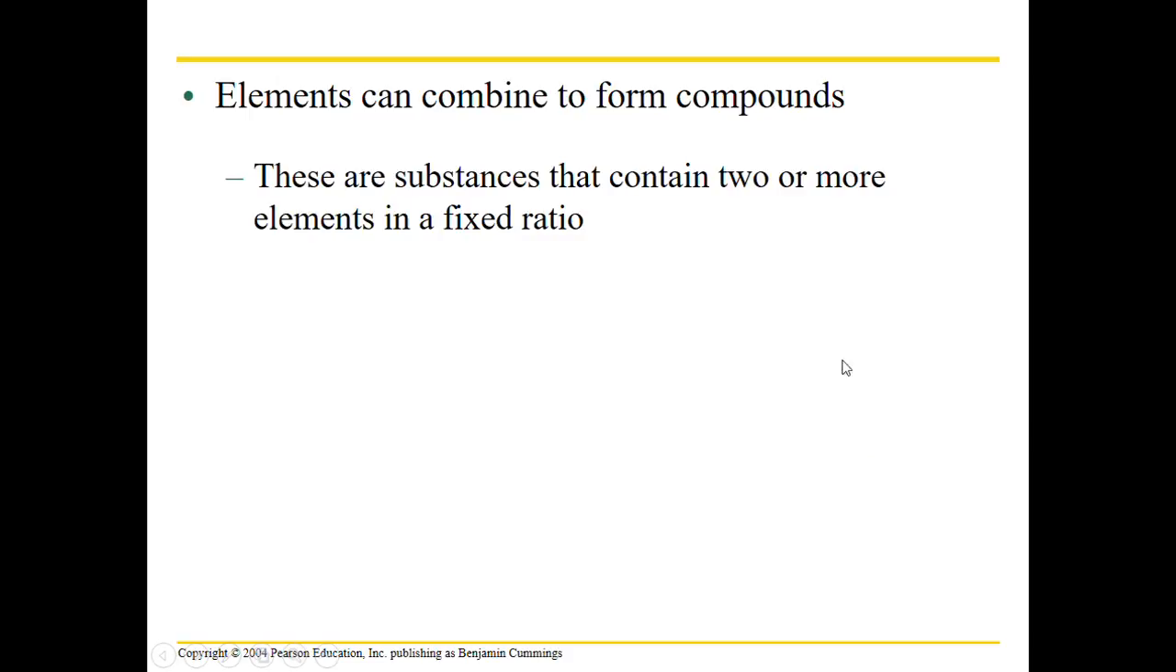Elements can combine to form compounds. These compounds contain 2 or more elements. So for example, salt, NaCl, has sodium, which is Na, and chlorine, which is Cl. Together it's sodium chloride. We have H2O, which is water, and then we have C6H12O6, which is glucose, or a simple sugar.